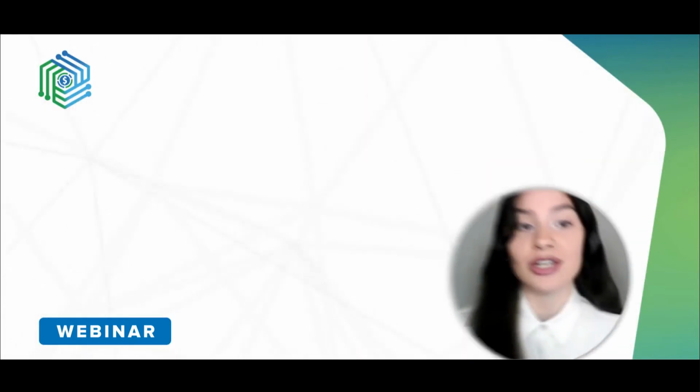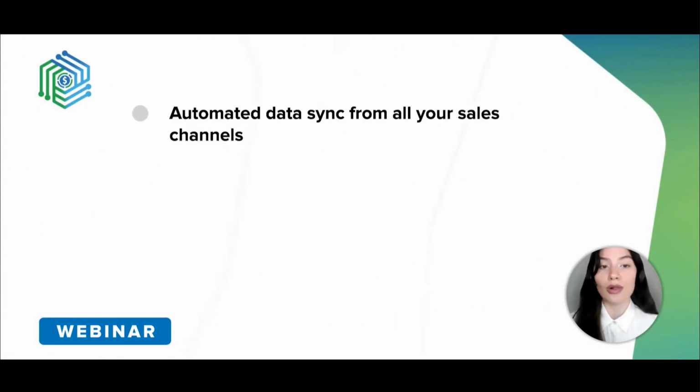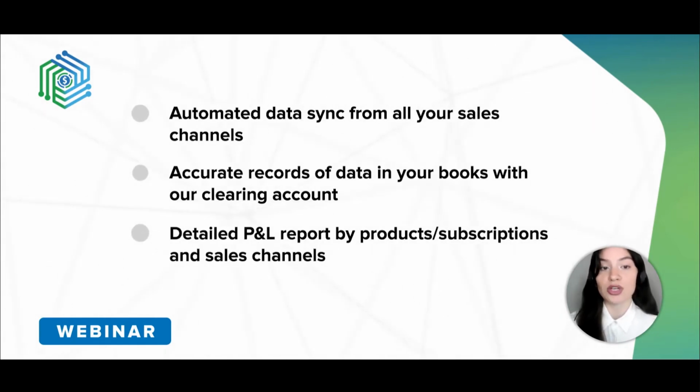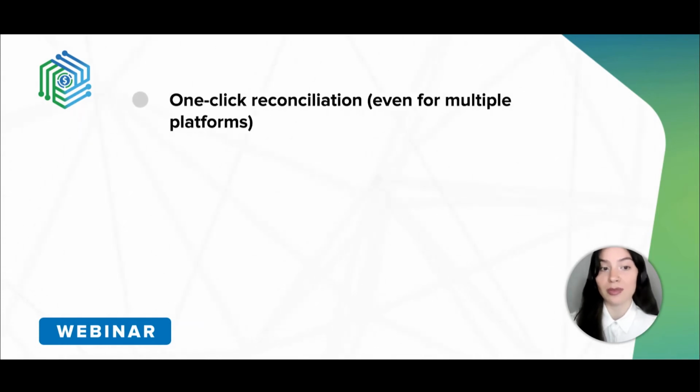A quick overview of Synder capabilities you'll learn today. Automated data sync from all your sales channels. Accurate records of data in your books with our clearing account. Detailed P&L reports by products, subscriptions, and sales channels. One-click reconciliation, even for multiple platforms.